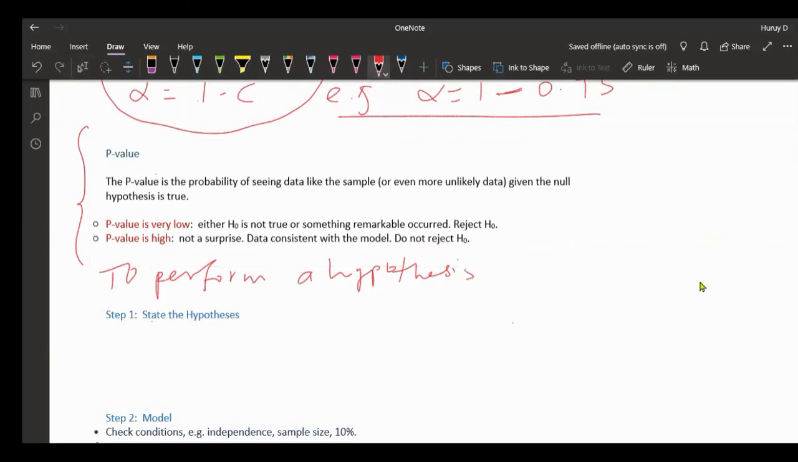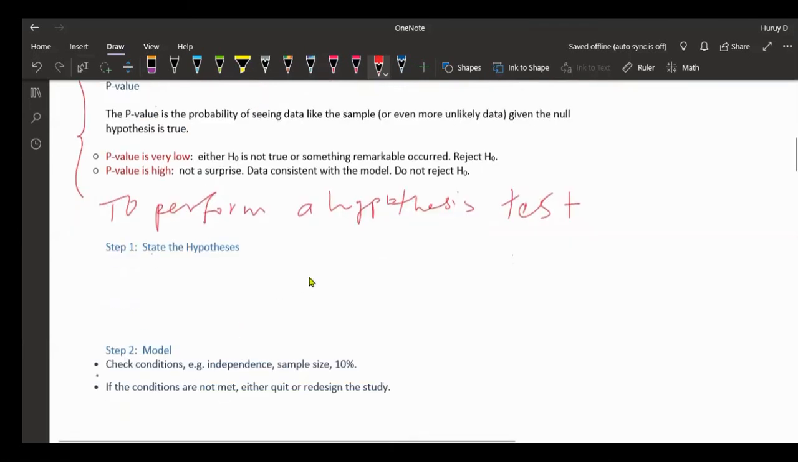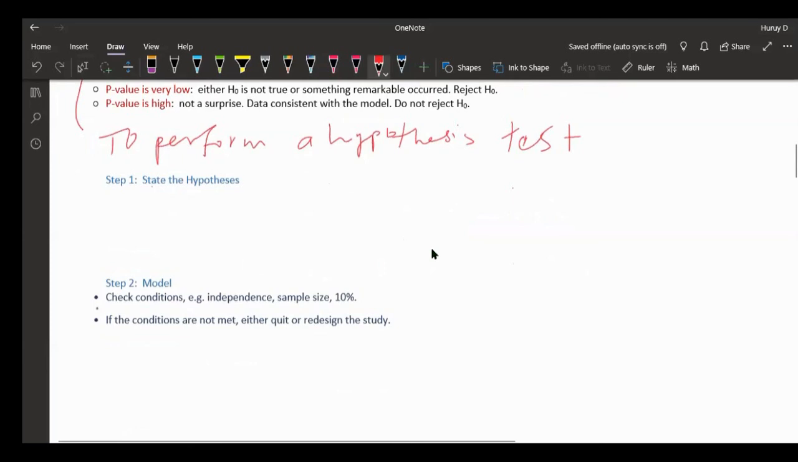Okay, hypothesis test. The first step is to state the hypothesis. What is your alternative hypothesis, and what is, of course, the null hypothesis? The null is usually obvious, so that one is not too hard to figure out.